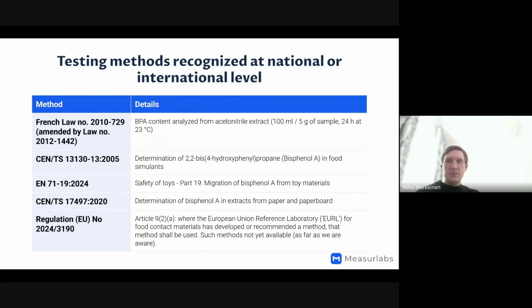Let's say analysis of BPA from food simulants or analysis of BPA from extracts of paper and board. So there are ways of increasing the LOD by concentrating the sample in a manner that you don't lose the analyte. That's one option. And it follows the principles of any type of method validation or development in the laboratory field.